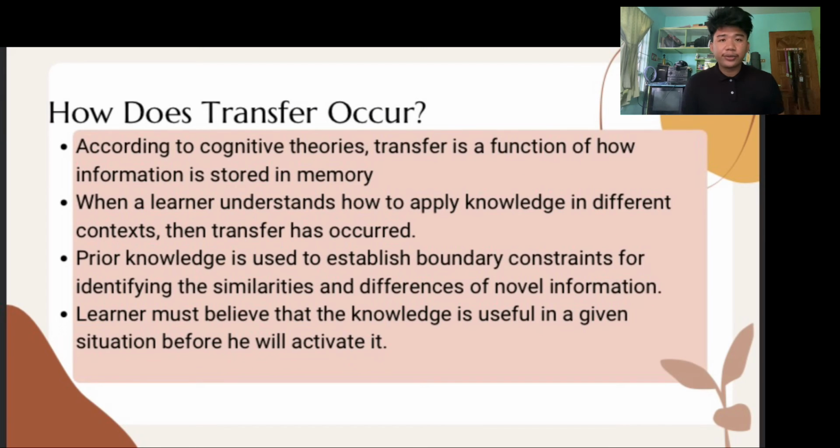So how does transfer occur? According to cognitive theories, transfer is a function of how information is stored in memory. Next, when a learner understands how to apply knowledge in different contexts, then transfer has occurred. Next, prior knowledge is used to establish boundary constraints by identifying the similarities and differences of novel information. And last, the learner must believe that the knowledge is useful in a given situation before he will activate it.